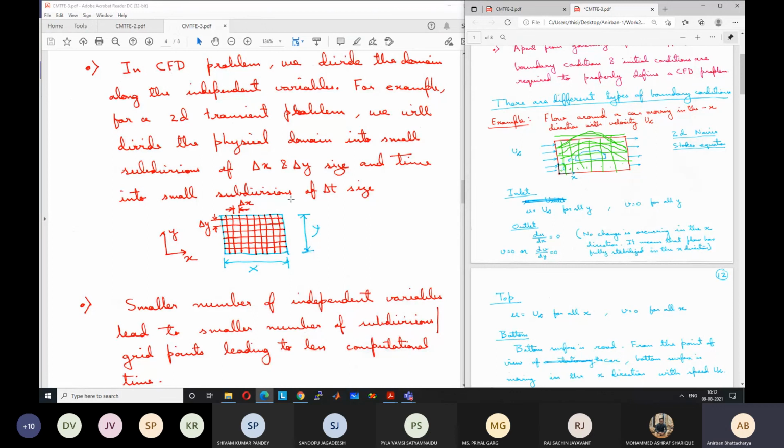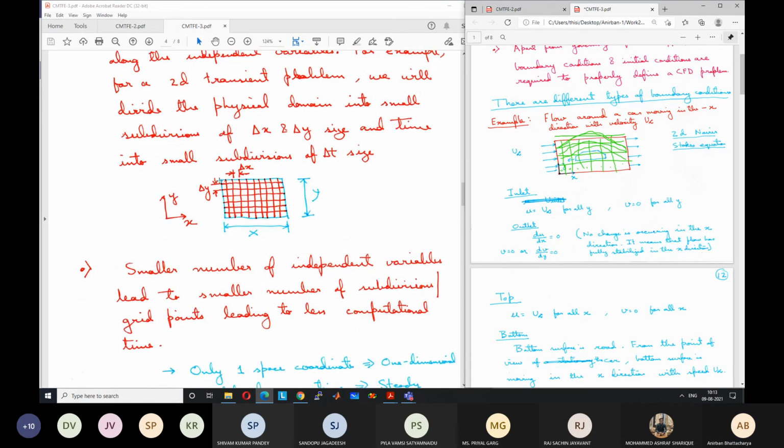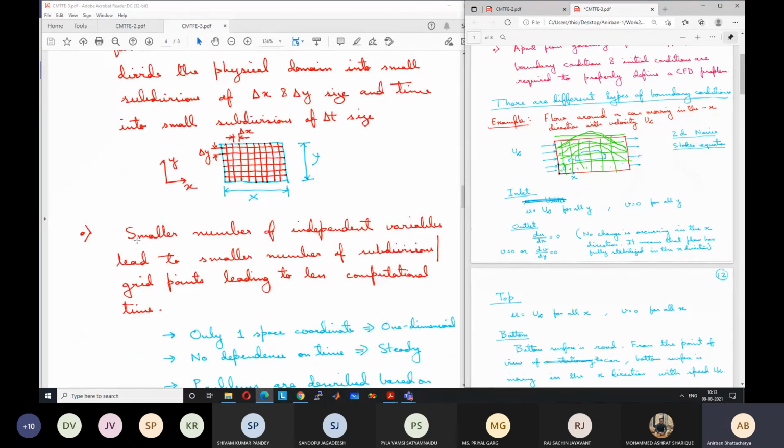So why it is important, as I was saying, is that the time scale can change dramatically with the number of grid points. Again, just to emphasize this, a smaller number of independent variables leads to a smaller number of subdivisions or grid points, which leads to less computational time.